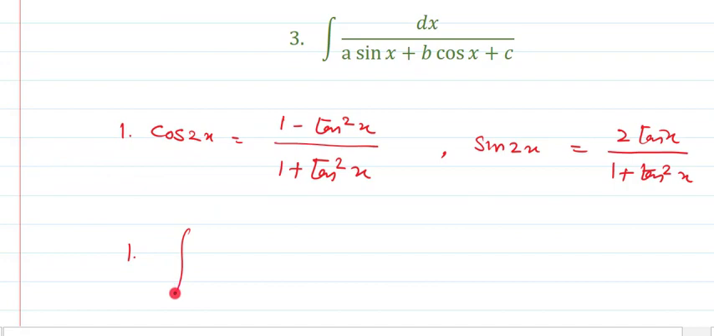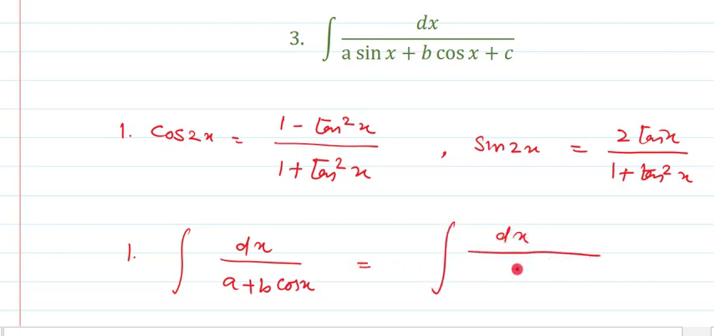In question number 1, we are having the problem dx upon a plus b cos x. These a and b are any constants. So, we will not worry about these a and b, we will just make the change in cos x. And this can be written as dx upon a plus b into, using this identity, (1 minus tan square x by 2) upon (1 plus tan square x by 2).